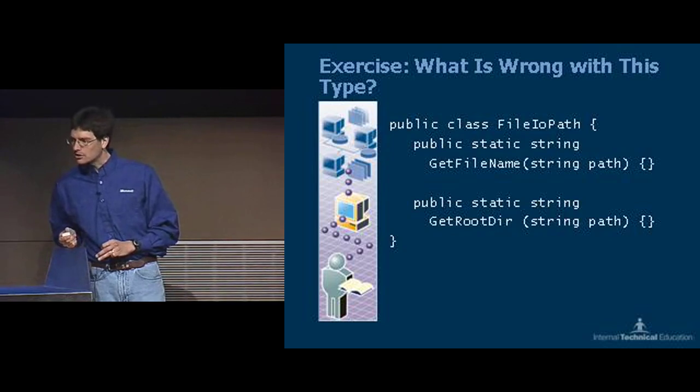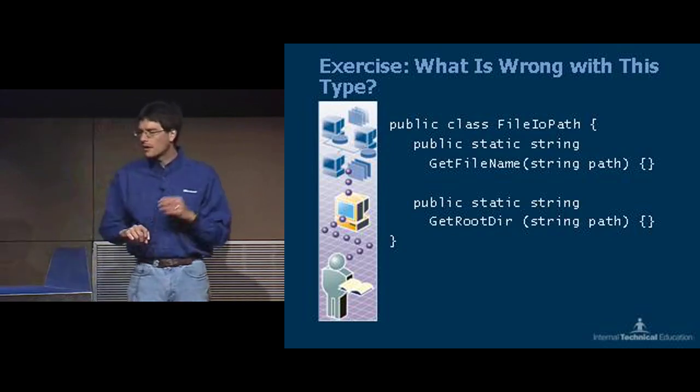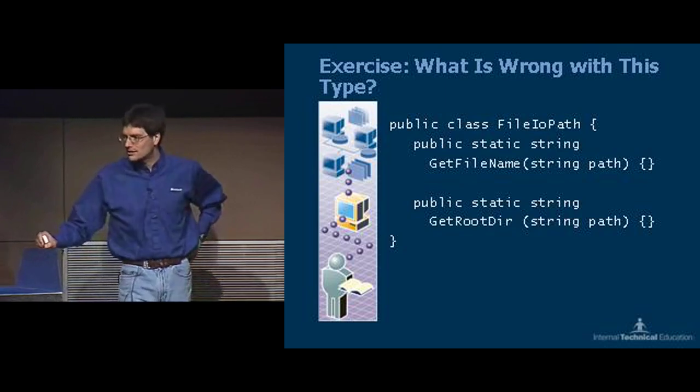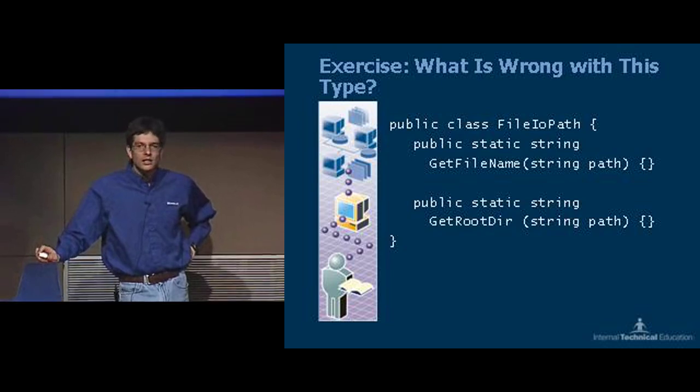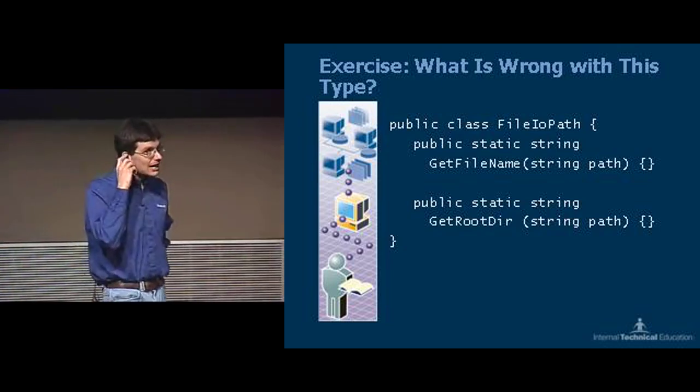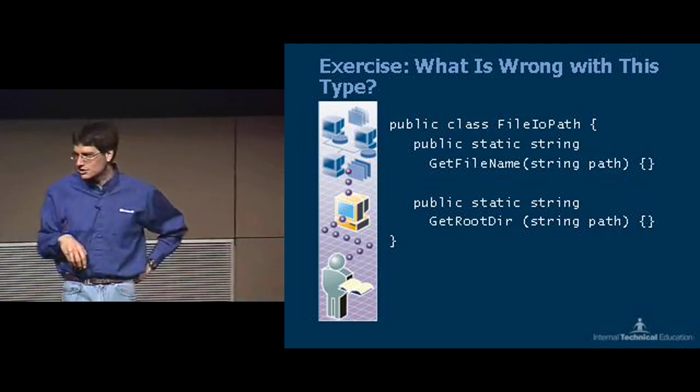Okay. File IO path. So what's wrong with this guy? The IO needs to be uppercase, so that's good. Yeah, probably should be a static class. If we really intended this to be this sort of helper class, it should be static.